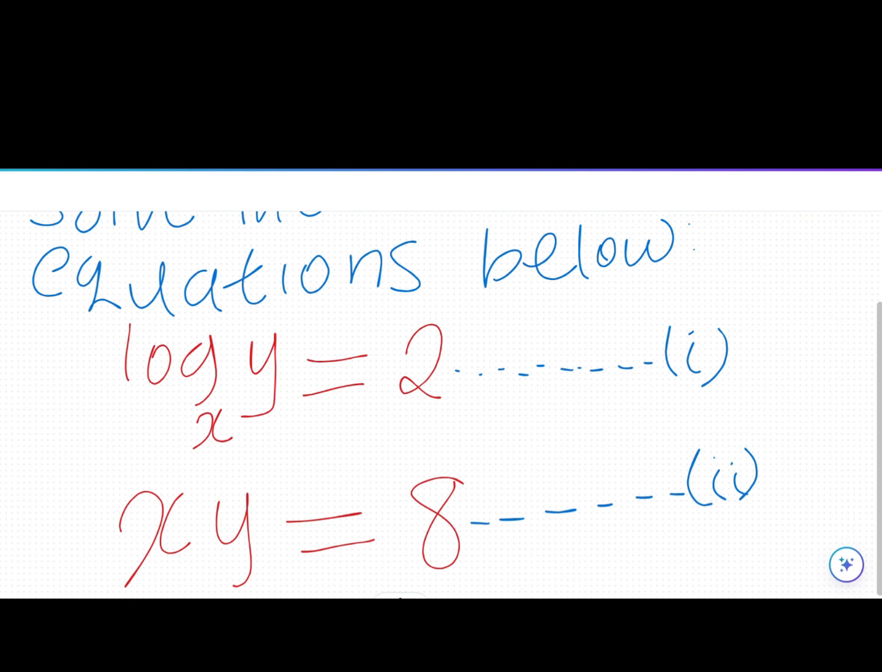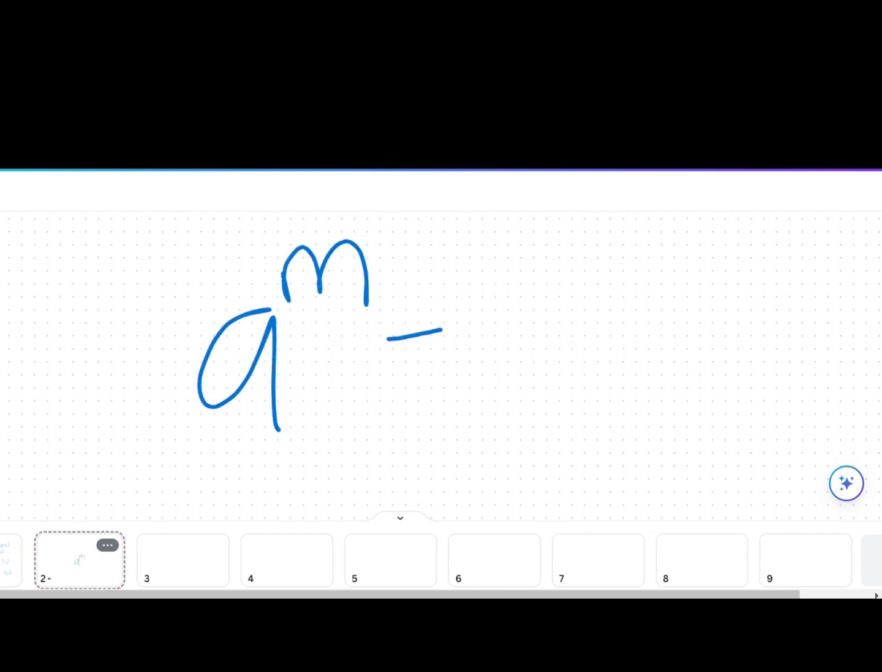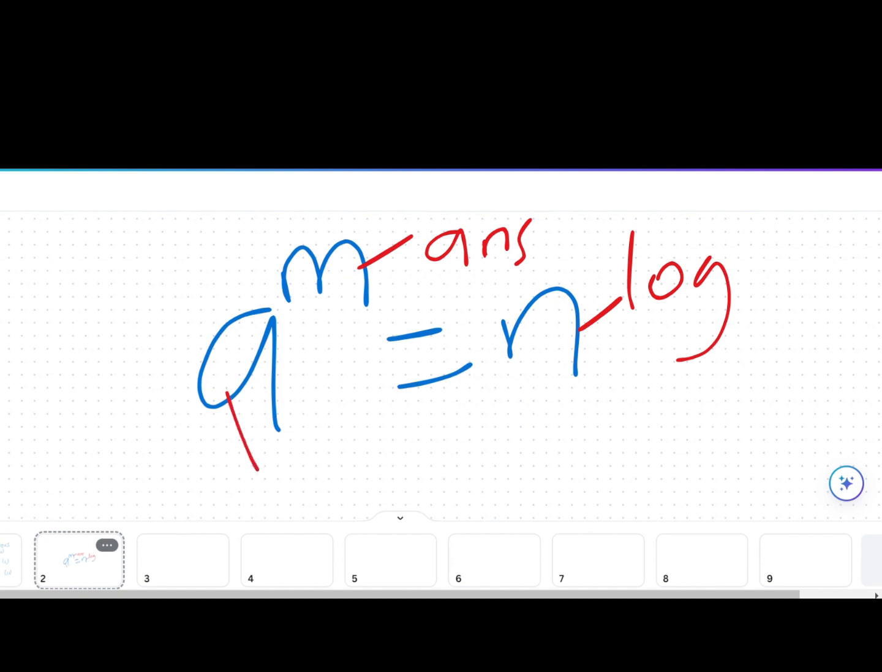Remember, it is in log form. As you remember, in our previous class, we learned changing log form to index form and also index form to log form. So we learned that if I have a raised to power m, which is equal to n, and I want to write this in log form, then n here is going to be our log, m here is going to be the answer, and a becomes the base. The base does not change, the base just remains the base.